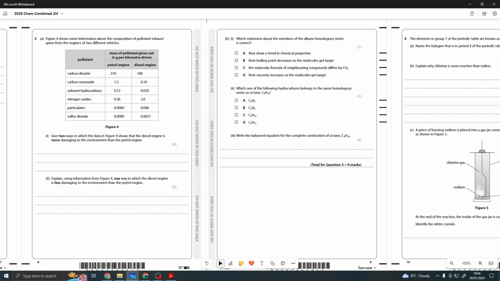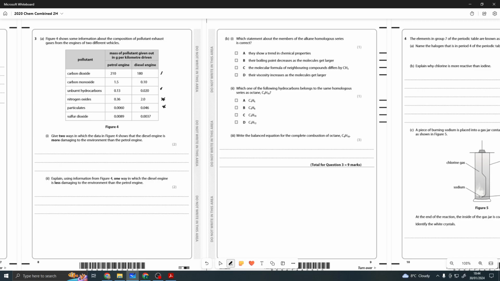Question 3 gives you some information about the components of pollutant exhaust gases from the engines of 2 different vehicles. Give 2 ways in which the data in figure 4 shows that a diesel engine is more damaging to the environment than a petrol engine. Basically, why is diesel worse? Here, it's better. Here, it's better. Nitrogen oxides, it's worse, isn't it? That's worse there.